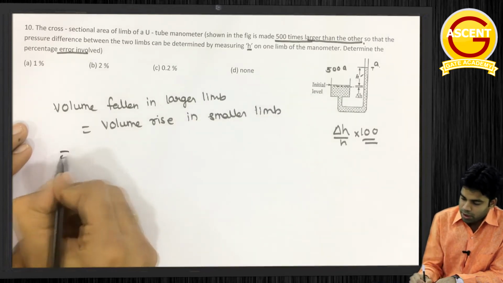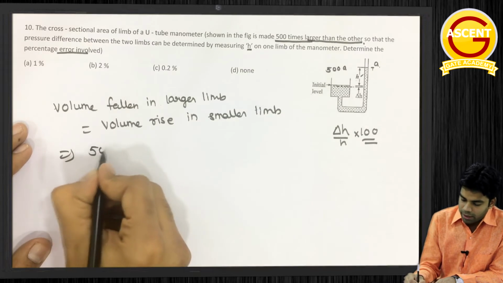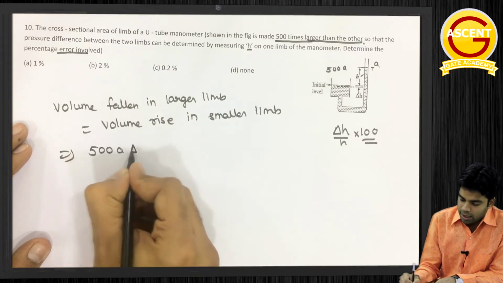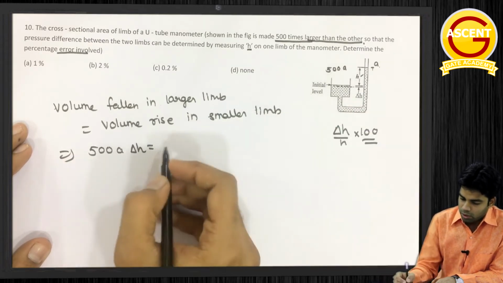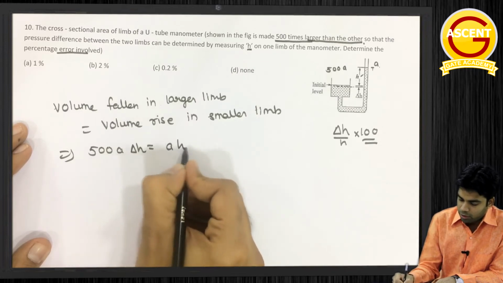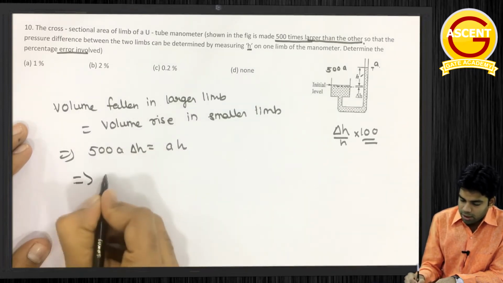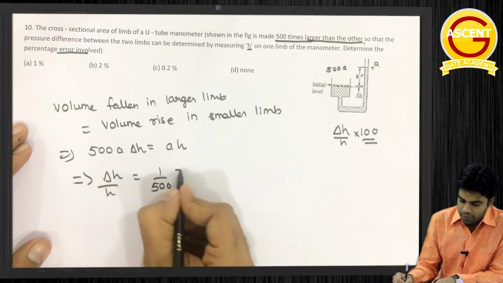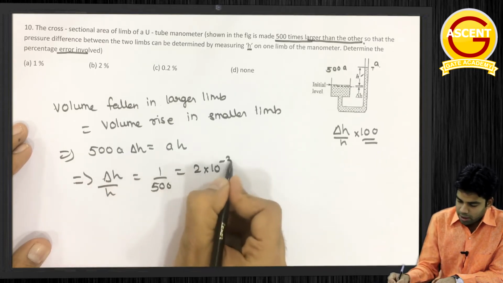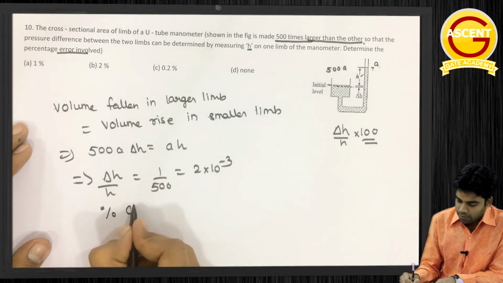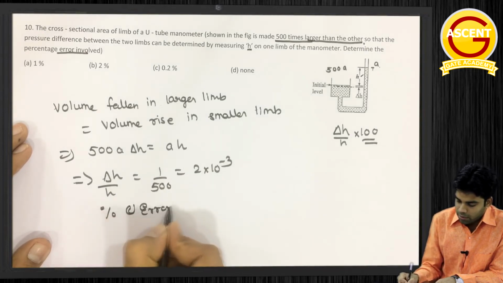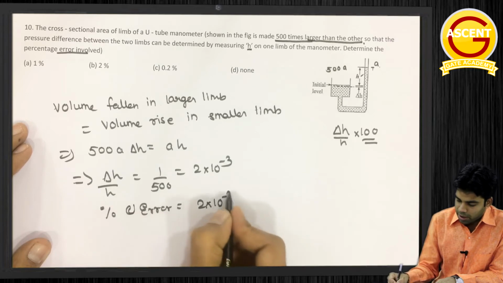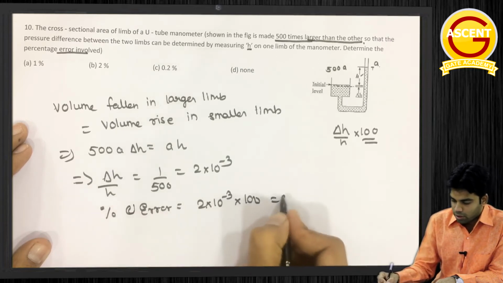Okay, so how much volume is there? So the area is 500A, into height del h, and the total volume is small a into height h. From here, del h by h will be equal to 1 by 500, which is equal to 2 into 10 raised power minus 3. Therefore the percentage change, or percent error, is 2 into 10 raised power minus 3 into 100, which is equal to 0.2%.